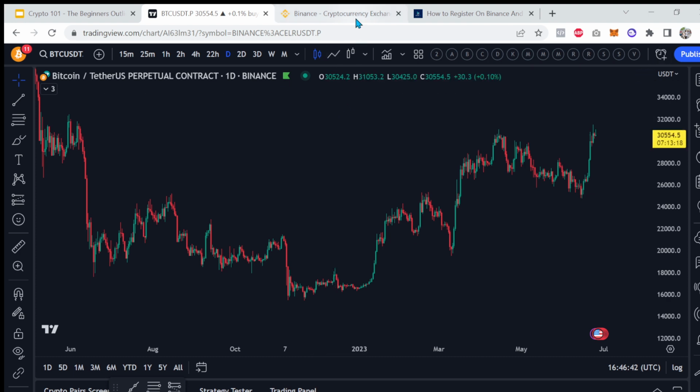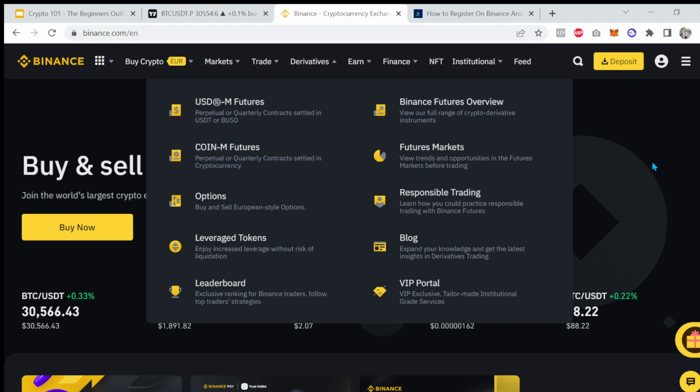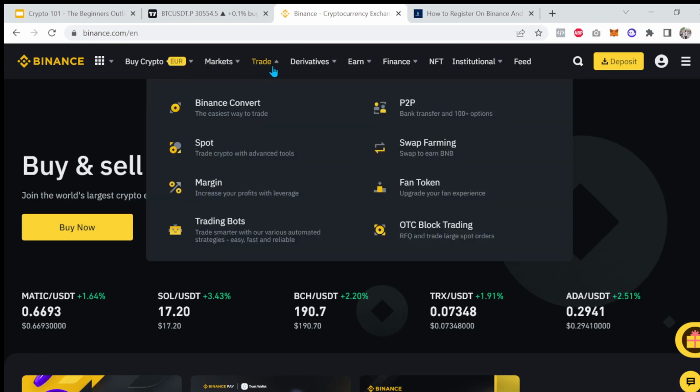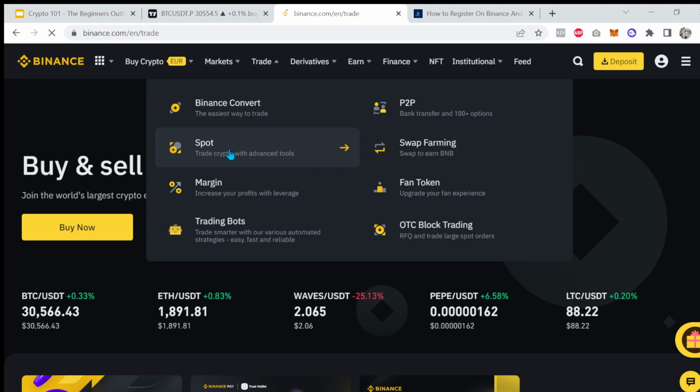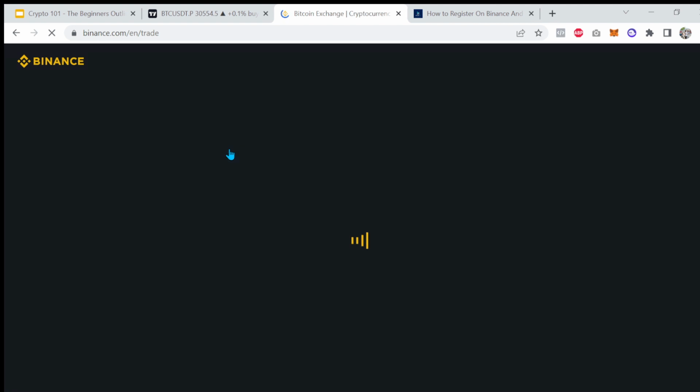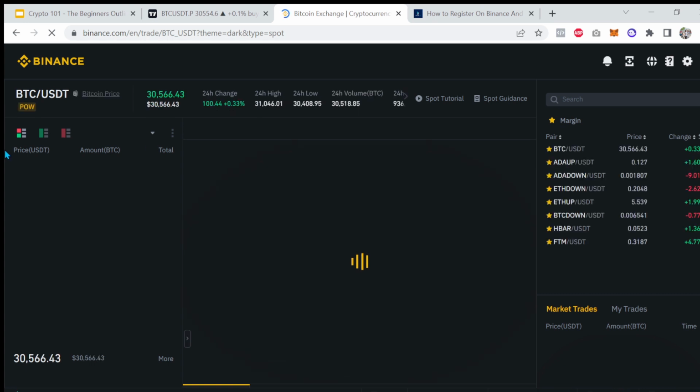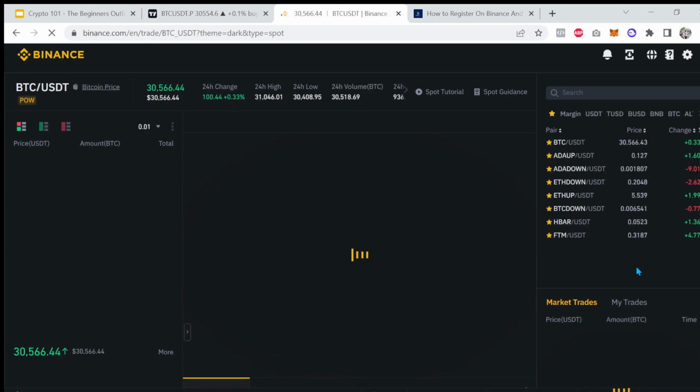But if you do not have TradingView, you can also use Binance's default charting tool. You have to go on trade, and then you go on spot. Remember, we're going to be talking about two types of trades, which are the spot trade and the futures trade. So basically, you go on spot, and then it should present you with the charts.